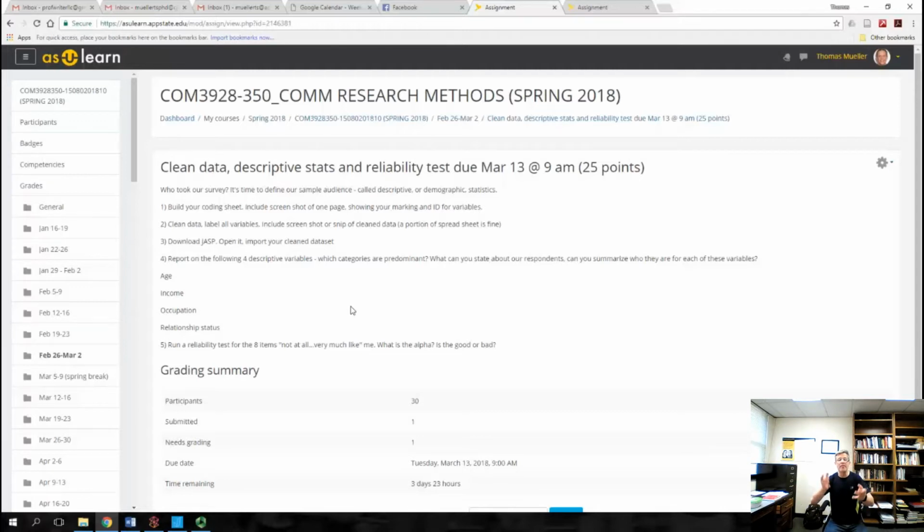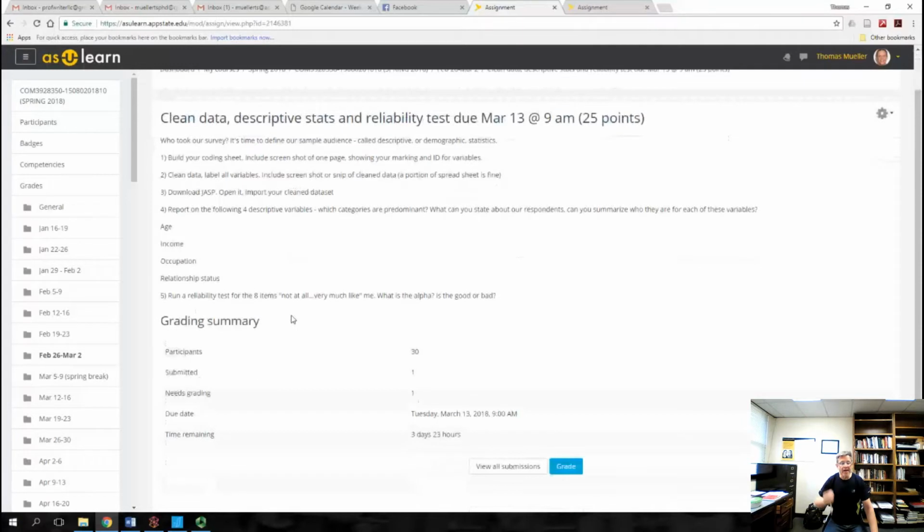Who are they? What are the predominant ages? What's the average age? Income? What do most people make out of this survey group, right? So just common sense: age, income, occupation, relationship status. Report on those, okay? Then you run the reliability test for the 8 items.